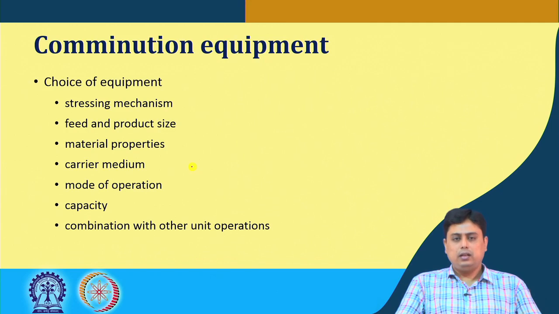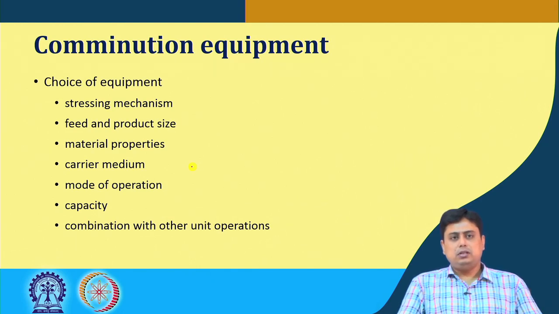The other logically important parameter is the material property. Based on its physical properties, its strength, appropriate equipment has to be chosen. If it is not just solids, if it is being carried with a certain carrier medium, then that also dictates the choice of equipment. If the materials are abrasive and being carried as a suspension, it cannot be used in all the classical machines that we have for size reduction.